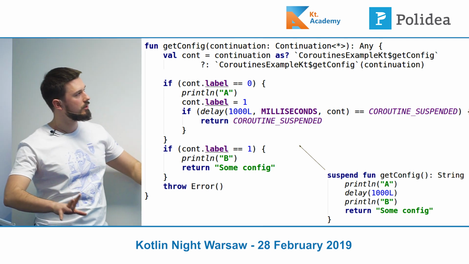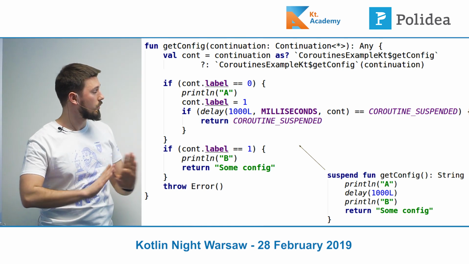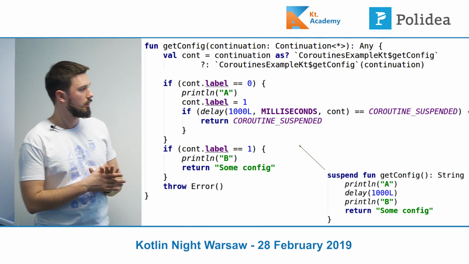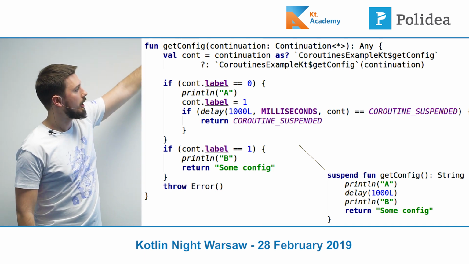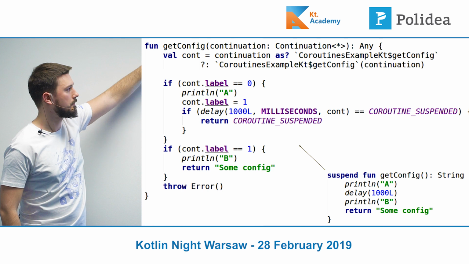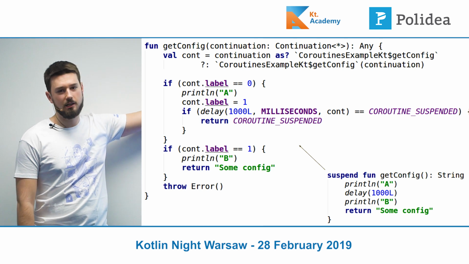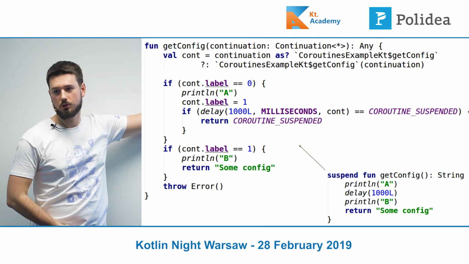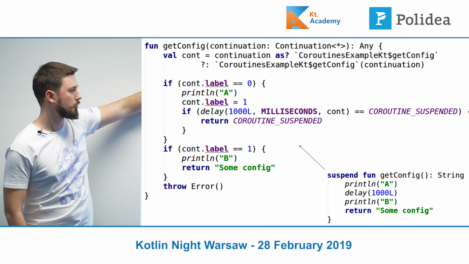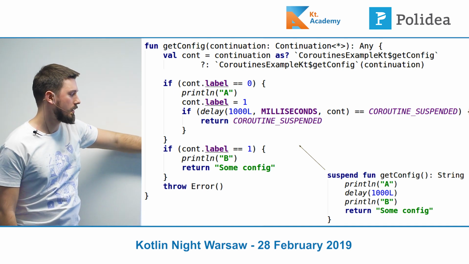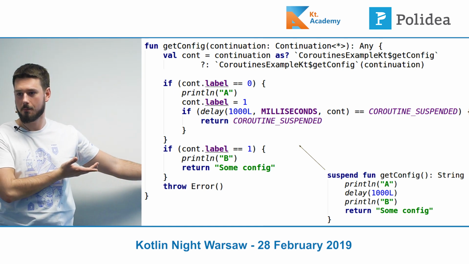Okay? So imagine that we start this getConfig, and there is no suspending in the middle. Just imagine for a second. So if there is no suspending, our label is 0 at the beginning, so we enter this if, we print A, we set label to 1, delay, if it wouldn't suspend, then it would return Unit. So if it wouldn't suspend, then this wouldn't be true. We would enter label equals 1, print B, and return some config. So without suspension, it works like a normal function.